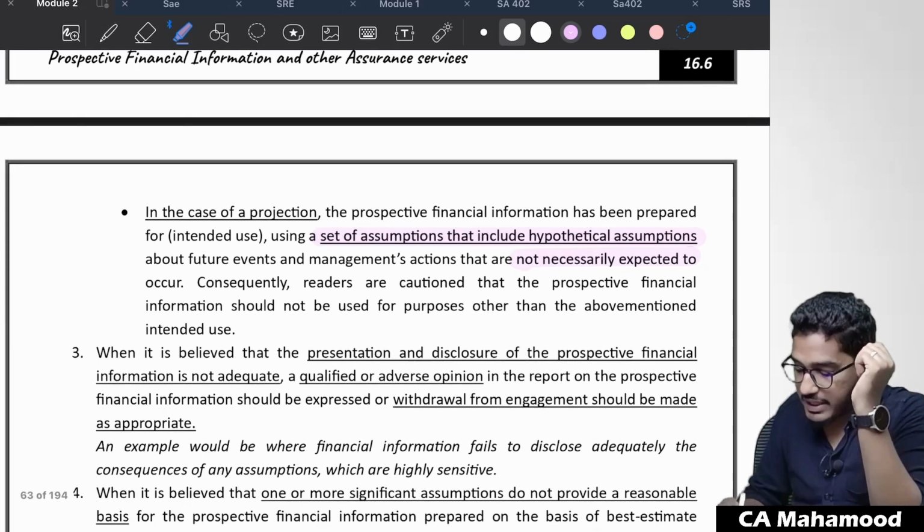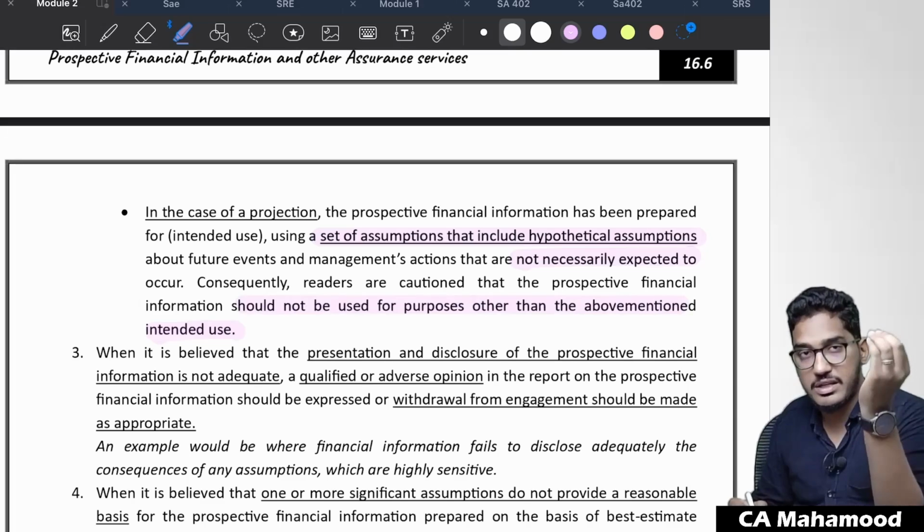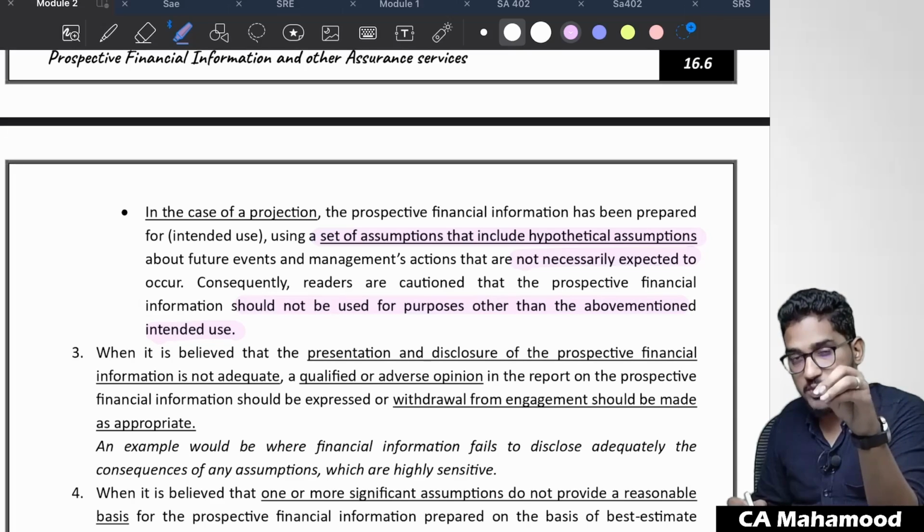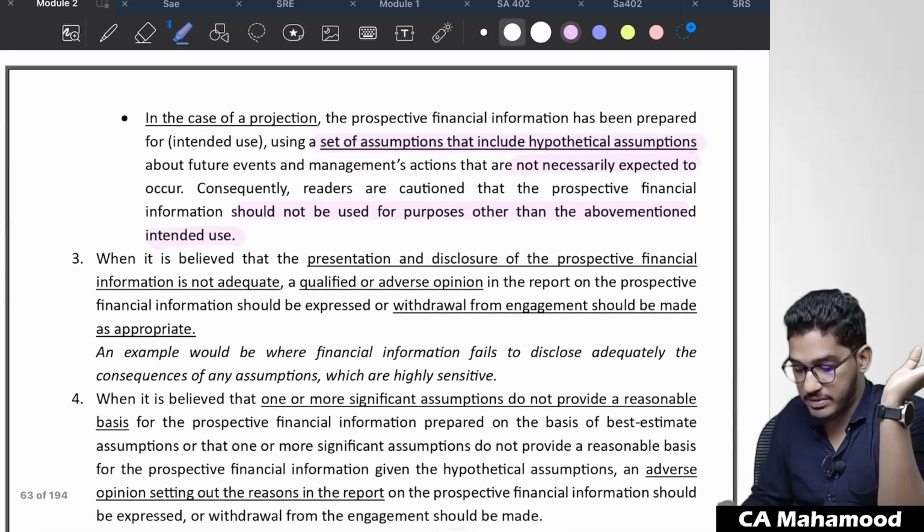Next, consequently, readers are cautioned that the prospective financial information should not be used for purposes other than the above mentioned intended use. We should also clearly say what the purpose of this prospective information is, and also say that this information should not be used other than for the intended purposes.